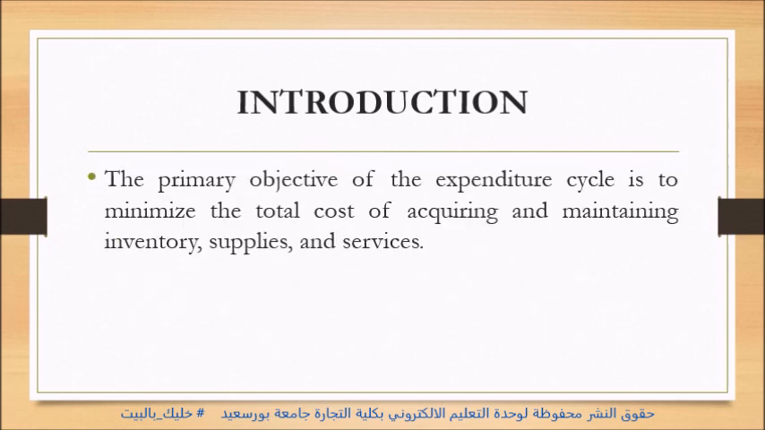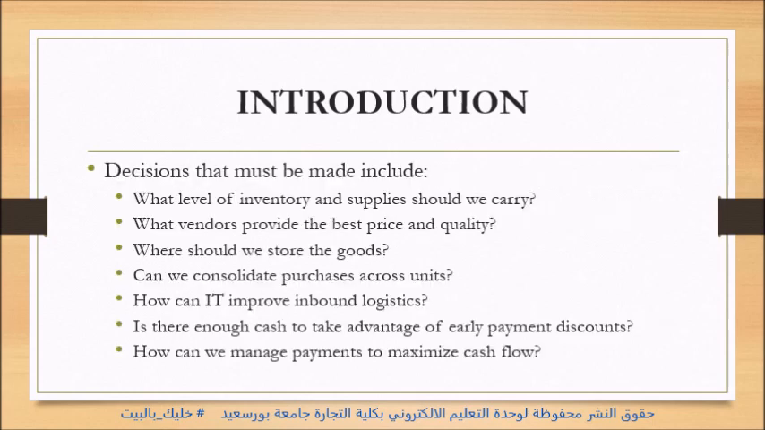The primary objective of the expenditure cycle is to minimize the total cost of acquiring and maintaining inventory, supplies, and services. In order to achieve this objective, some decisions need to be made, such as: What is the optimal level of inventory and supplies to carry? Which suppliers provide the best quality and service at the best prices? How can the organization consolidate purchases across units to obtain optimal prices?